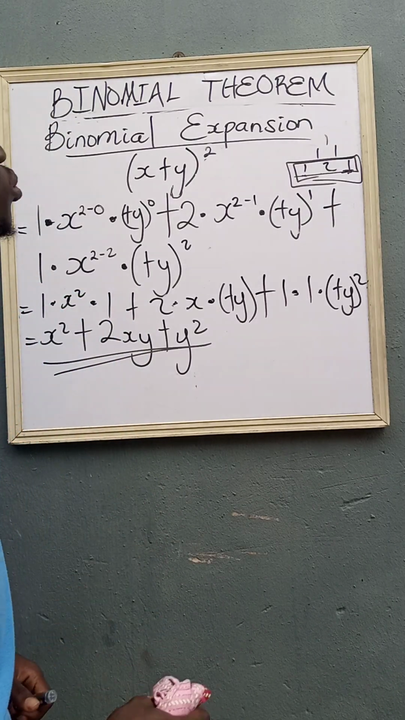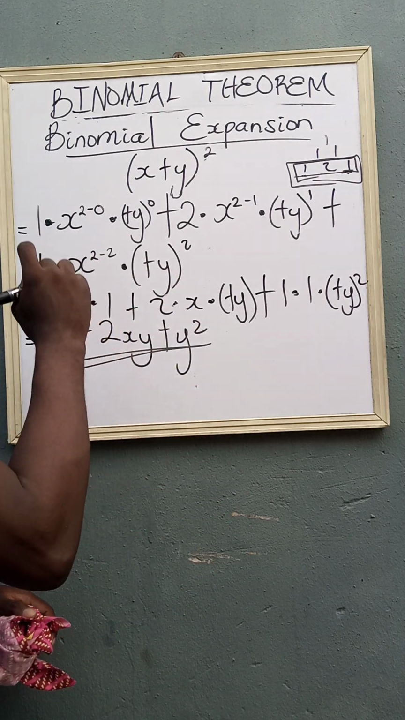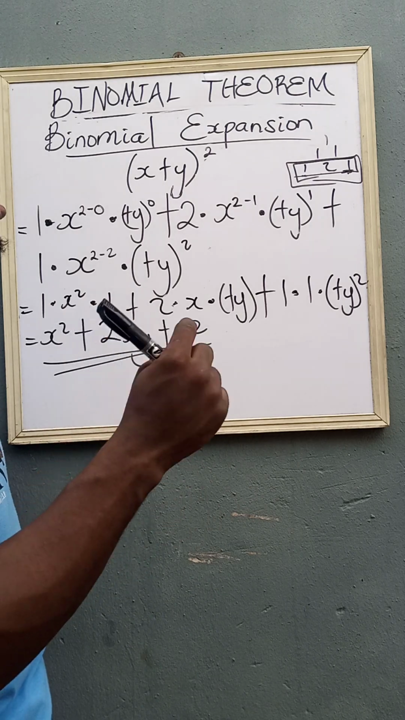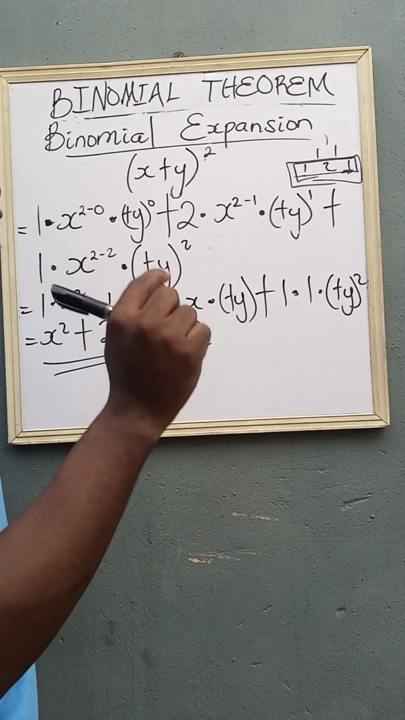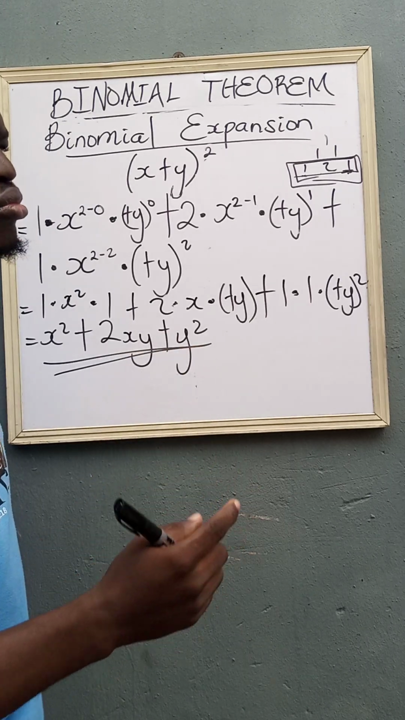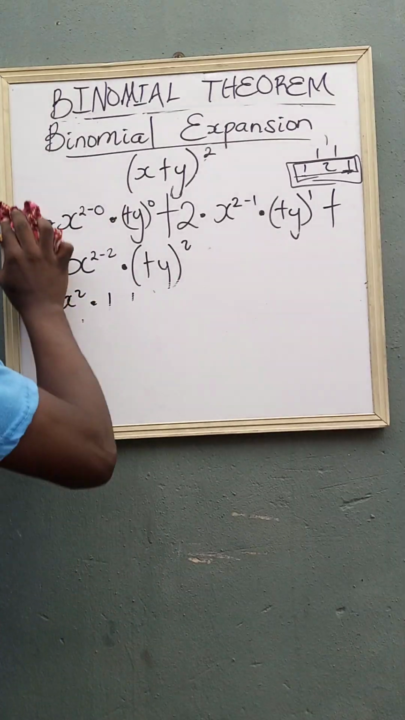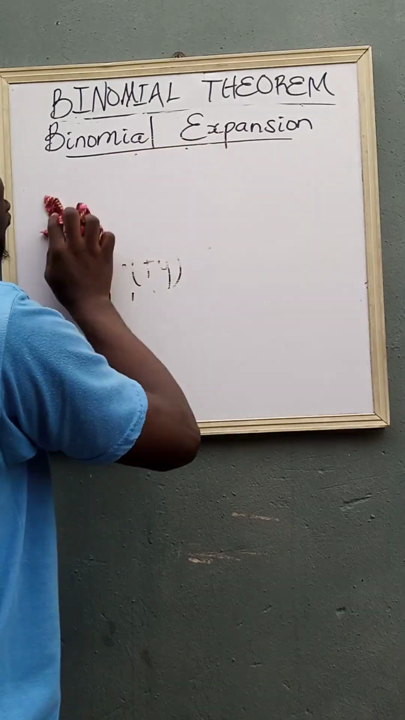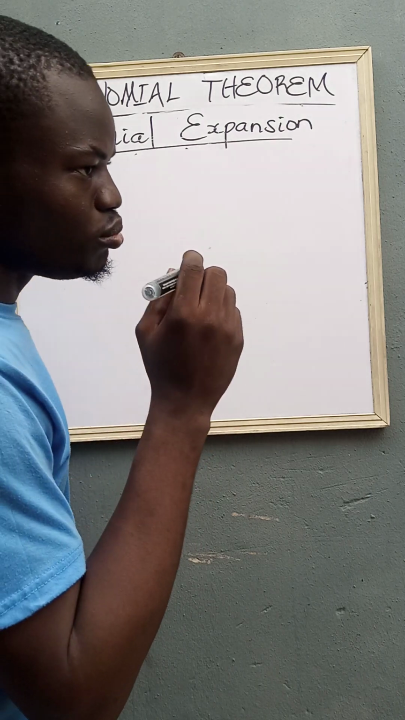Alright, welcome back. Now there is a condition where you can't use this Pascal's triangle method for your binomial expansion. The condition is when your power is a negative number. Please take note of that. What do I mean? When your expression has a negative power, you can't use Pascal's triangle.